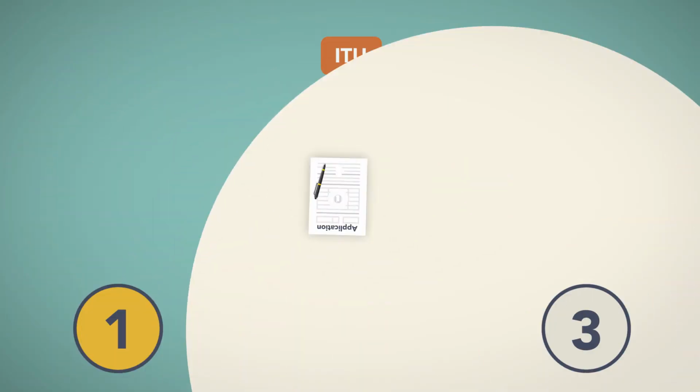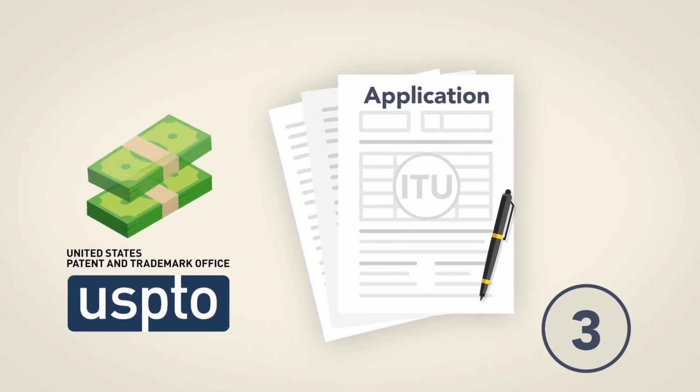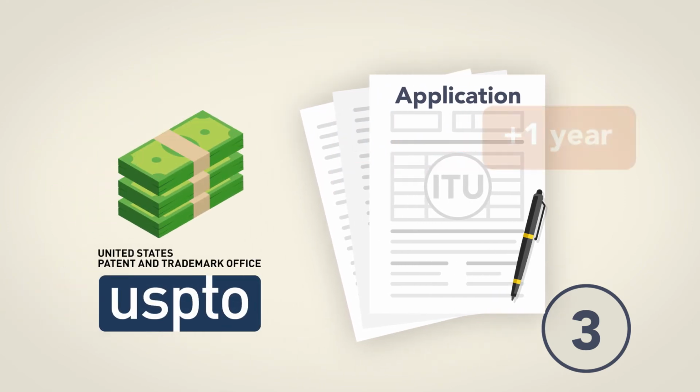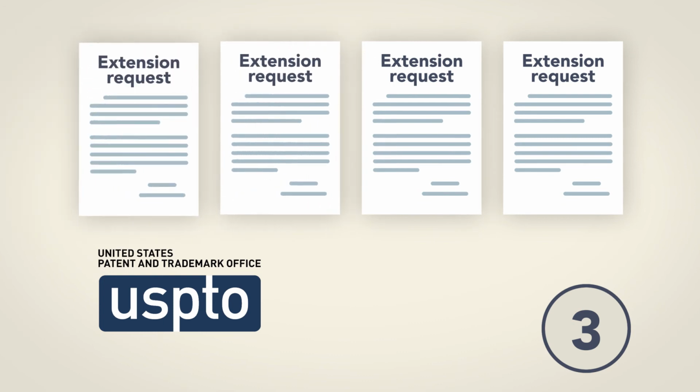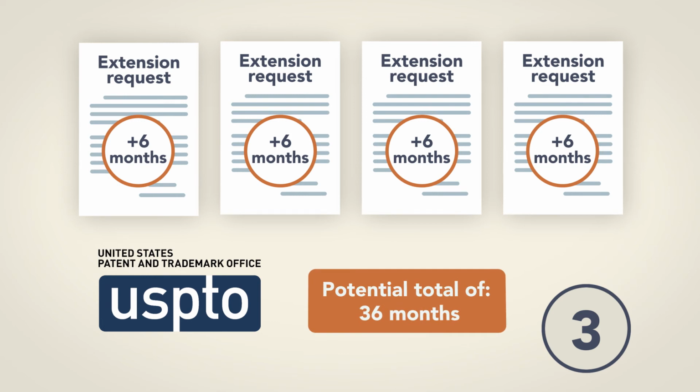The third period is an extended time option available by filing a request for extension and paying a fee to the USPTO. This option gives up to an additional year for the applicant to begin using the mark in commerce. 4 additional extension requests can be filed, with each providing an additional 6 months for the applicant, building up to a potential total of 36 months after receiving the notice of allowance before the applicant must use the mark in commerce.